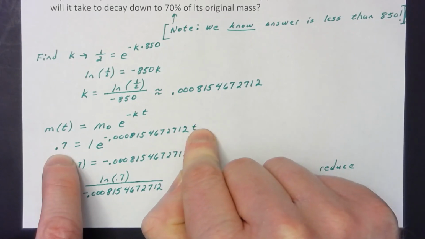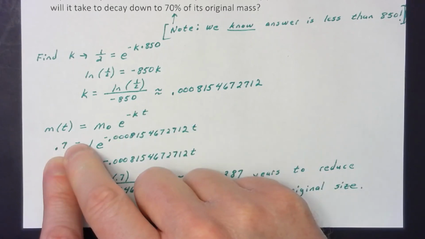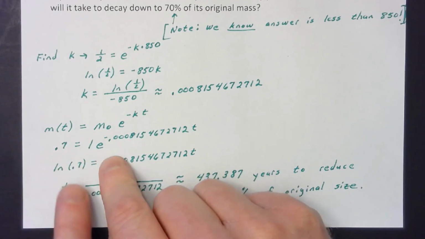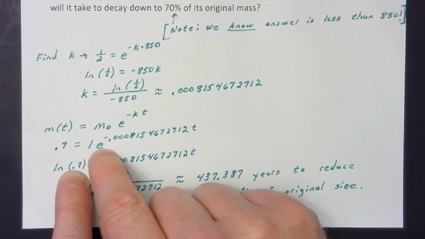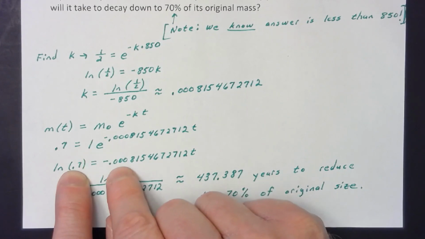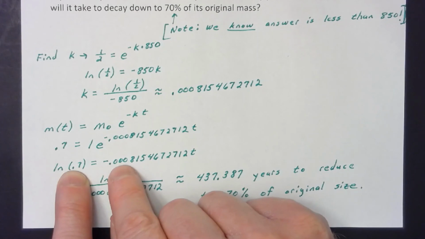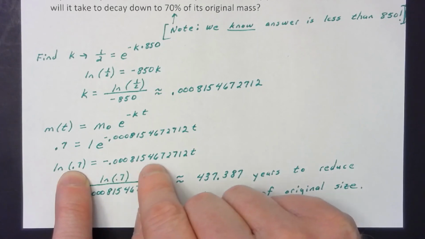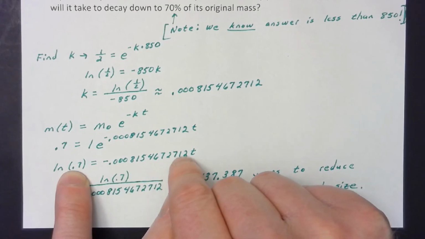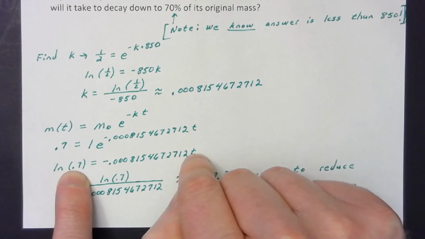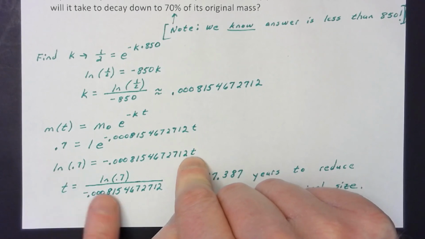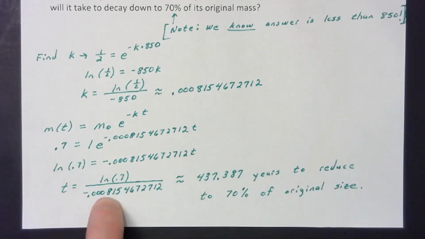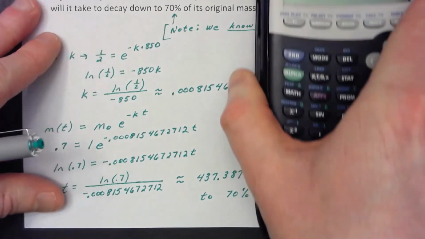Now I need to solve for how many years it's going to take to get to 70%. So all I need to do is take the natural log of both sides. The natural log cancels out the e on the right, and I'll get my exponent negative 0.0008154672712t. To solve for t, I divide by that ridiculously long coefficient, and t is just going to equal the natural log of 0.7 divided by that decay rate that I had.